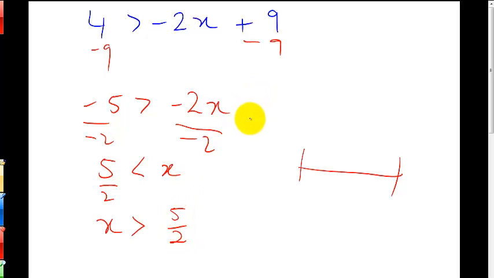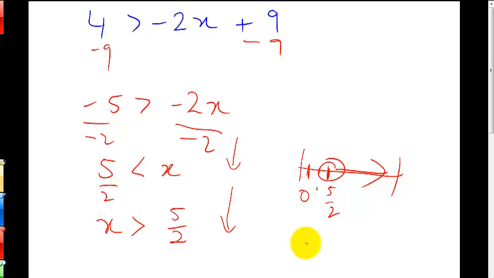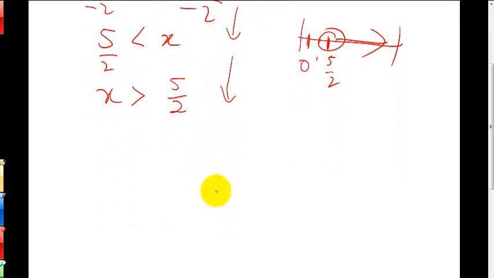So in fact, in this question there's two flips. There was one flip for the negative, and another flip because we're changing sides. So if x is greater than 5 over 2, there's 0 somewhere there, that's 1, and that's 5 over 2 because that's 2.5. It's greater than, open circle, go to the right, you got yourself a mark. Any questions about the flipping? Do you get where we flipped? You want to do another one of those?